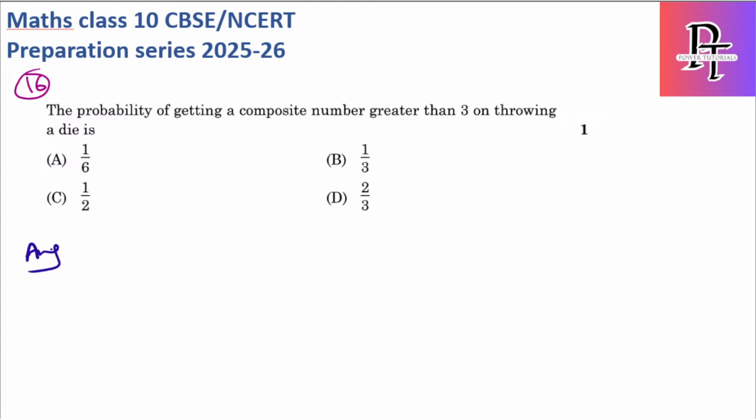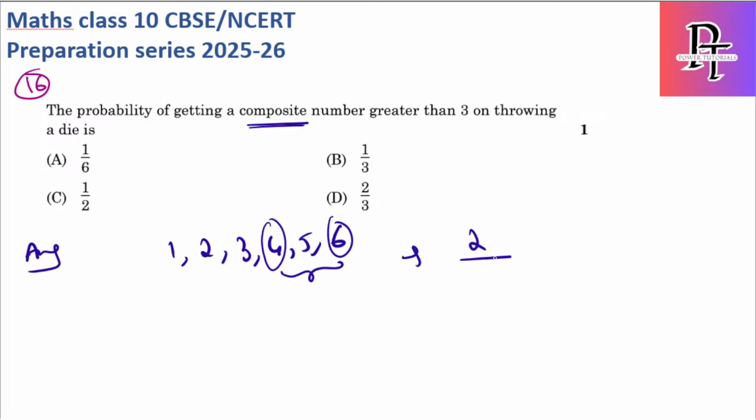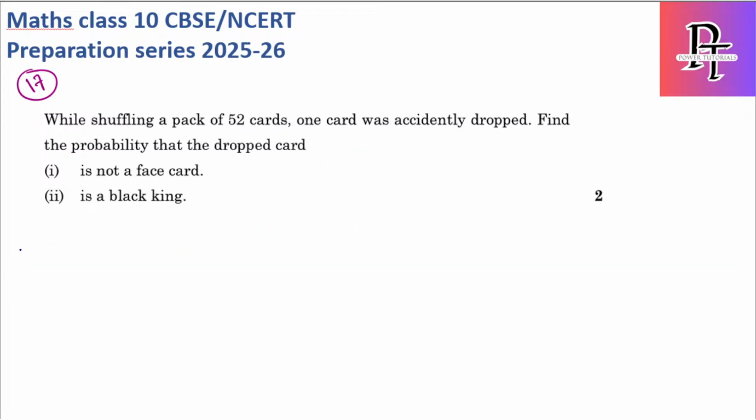What is the 16th question? The probability of getting a composite number greater than 3 on throwing a dice. If you throw a dice, what are the total cases? 1, 2, 3, 4, 5, 6. Greater than 3, we have this many. Getting a composite number, what are the composite numbers? We have 4 and 6. So the answer is 2/6, or if you divide by 2, I will get 1/3. Okay, next move to the 17th question.